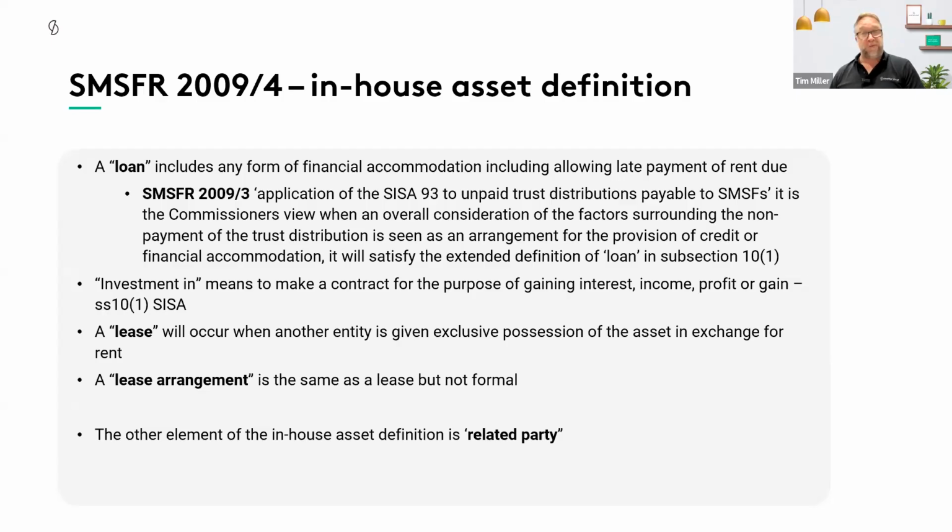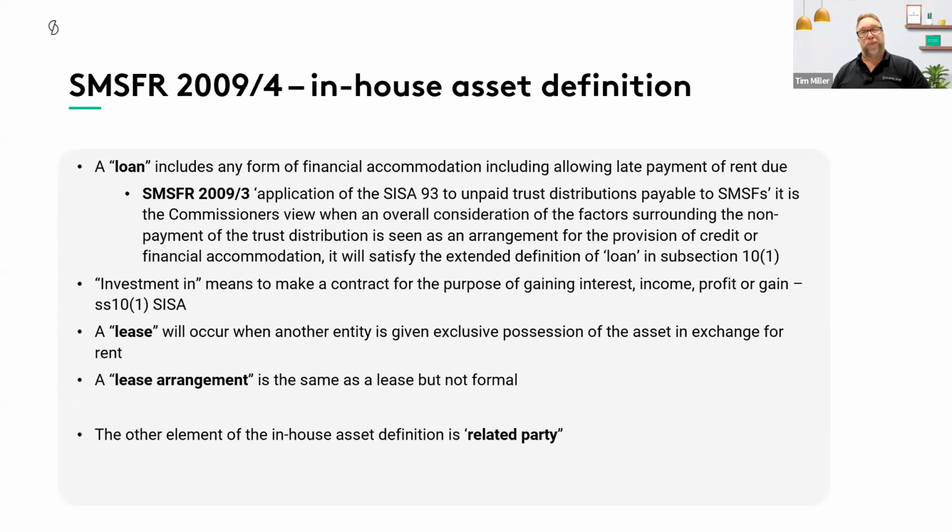Then we look at other definitions, other words within it, like an investment in, so to make a contract for the purpose of gaining interest, income, profit, or gain. So generally anything that the super fund is doing with its money from an investment point of view is for that interest of generating income, profit, or gain. A lease will occur when another entity is given exclusive possession of the asset in exchange for rent. And then a lease arrangement is the same as a lease, but it's not formal.